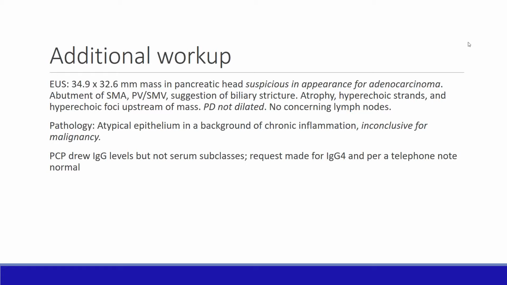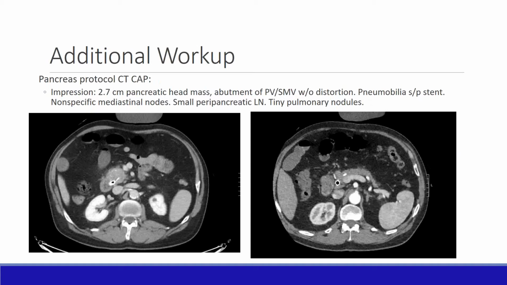So at Duke, we got another CT scan, pancreas protocol CT of the chest, abdomen, pelvis, with similar findings: this ill-defined pancreatic head mass, abutment of the portal vein and SMV without distortion, expected pneumobilia after a stent, some non-specific mediastinal nodes and parapancreatic nodes, tiny lung nodules, and the pancreatic duct was not dilated.